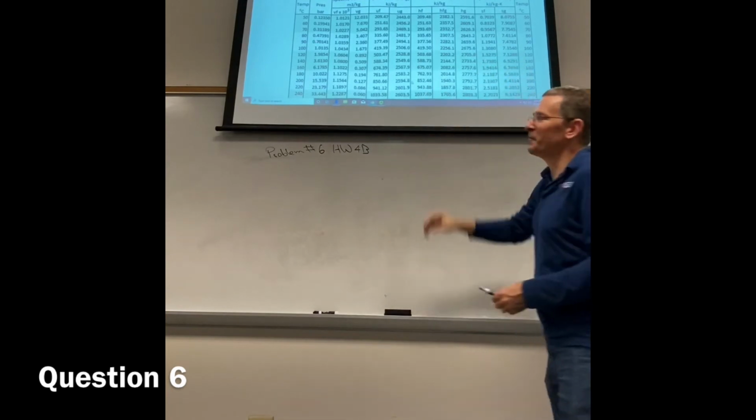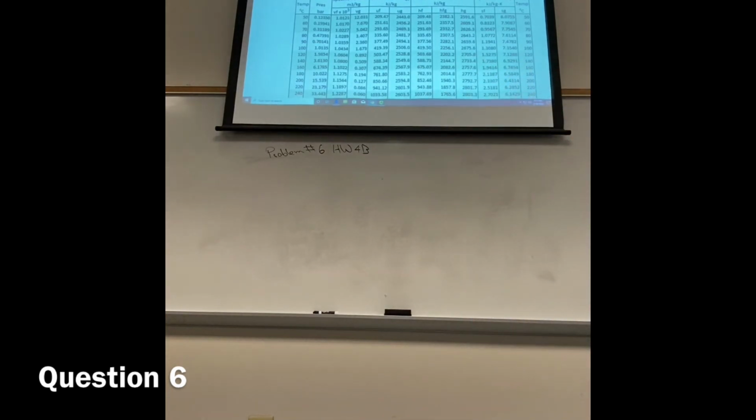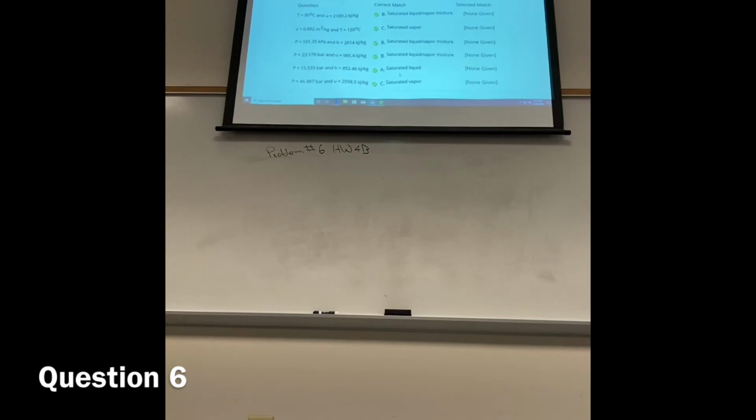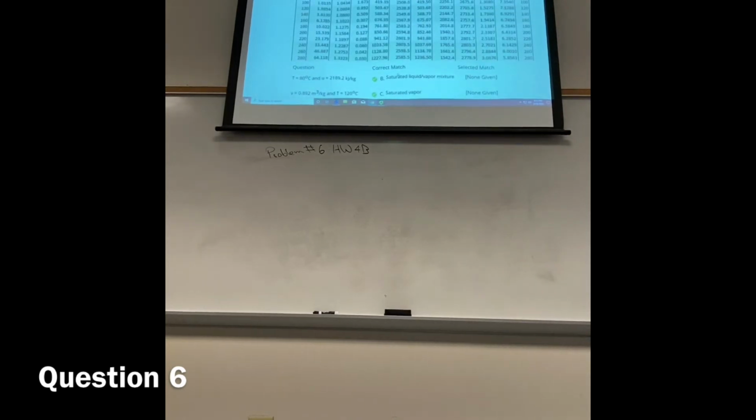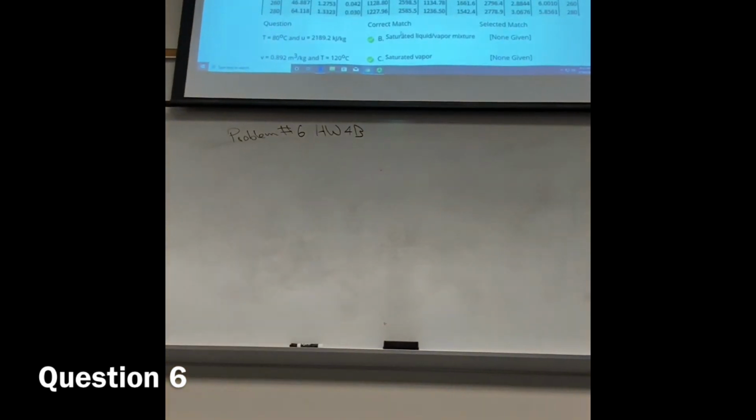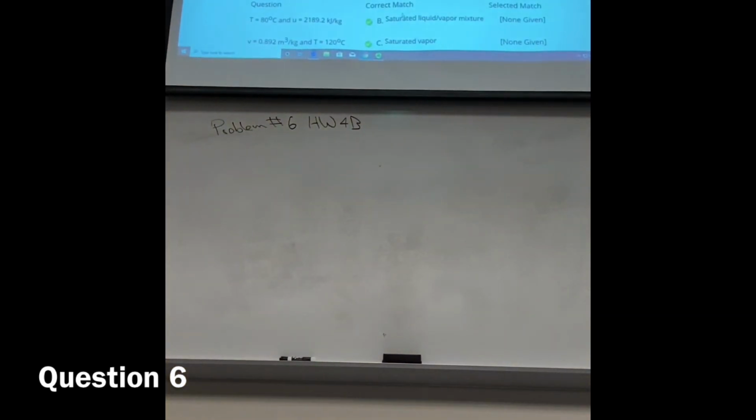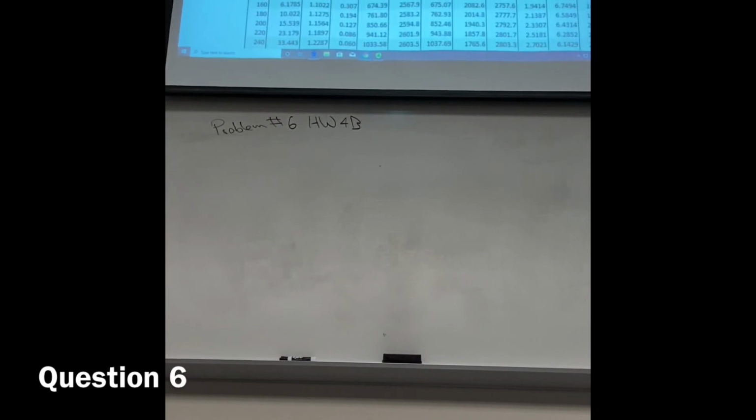All right, so some examples will help. So let's look at the questions. Okay, so number one, 80 degrees and 2189 is specific internal energy. So I'm going to go to the row for 80 and look for 2189. At 80 degrees, 2189 is between the values that are given there.